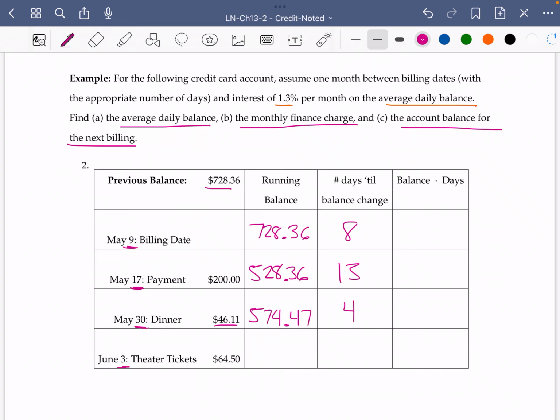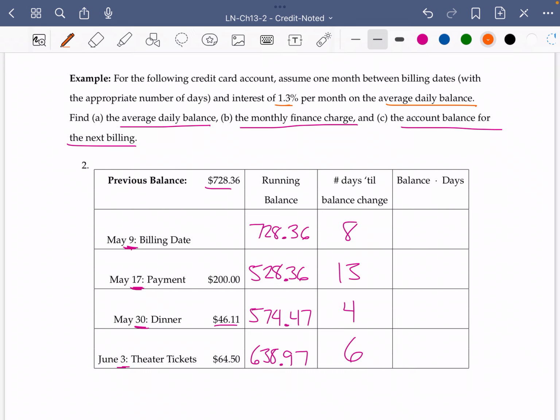And here on June 3rd, these theater tickets, we bought those, put those on the credit card, and so we have $64.50 added to our balance. And so now we're at $638.97. And that's the last payment, or the last thing that happens to our bill until our next billing date. And so our next billing date is going to be the 9th of the following month. And so the 9th of June, that is 6 days later.